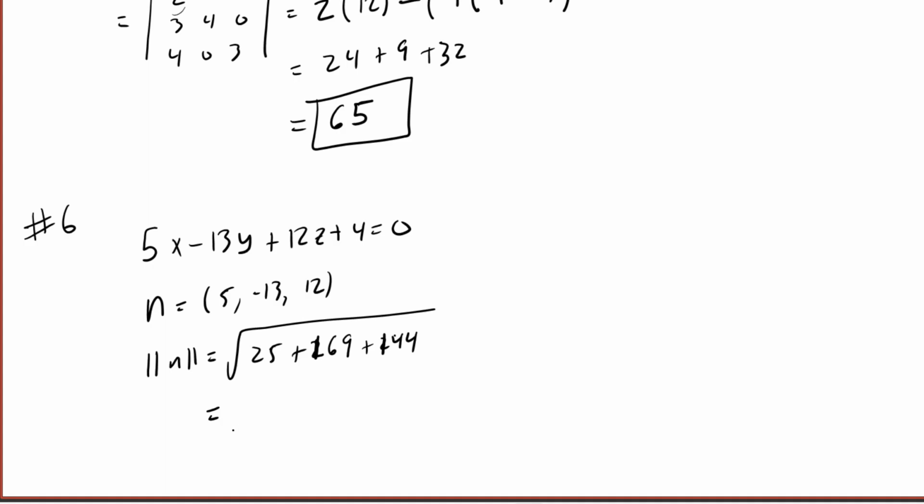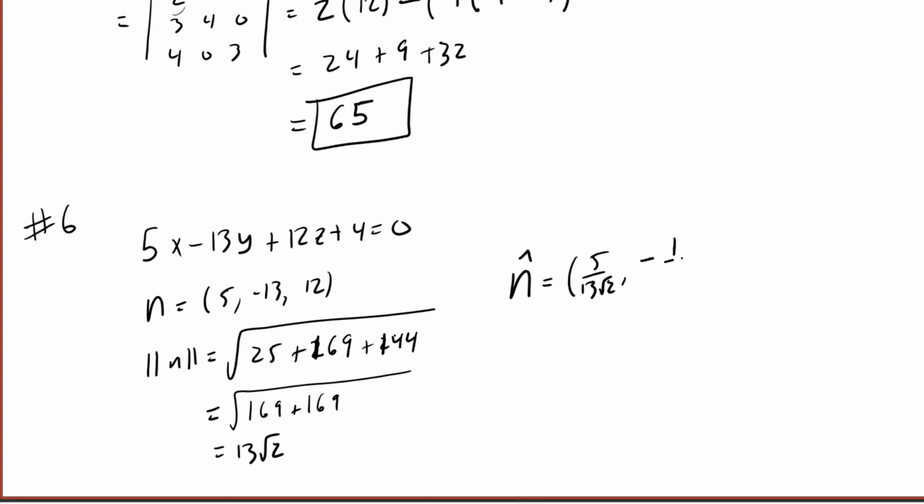So 169 plus 169, right? Yeah. So that's just going to be 13 root 2. Okay, so finally we write our unit normal vector, which is going to be 5 over 13 root 2, minus 1 over root 2, and 12 over 13 root 2.